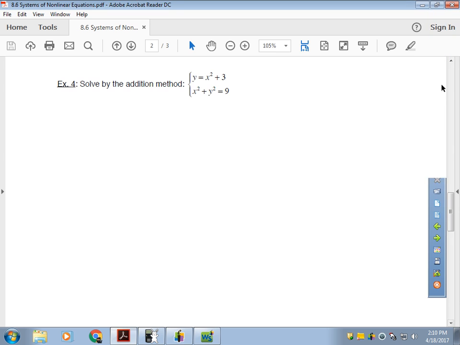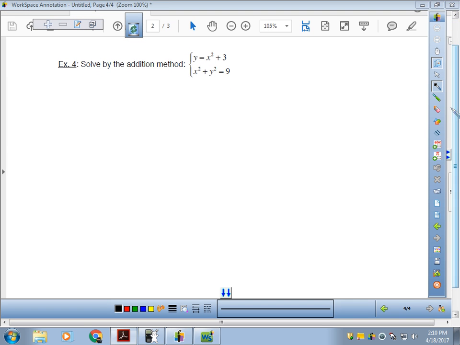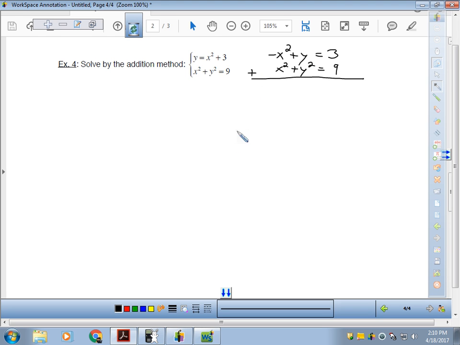Let's look at example 4. This one asks us to solve by the addition method. Y equals x squared plus 3, and x squared plus y squared equals 9. I'm going to move the x squared over, so this is going to be negative x squared plus y equals 3. And then on the bottom I have x squared plus y squared equals 9. And we're going to take those and just add them together.